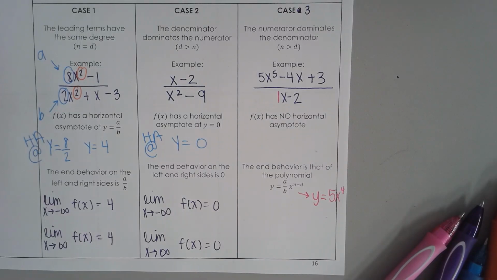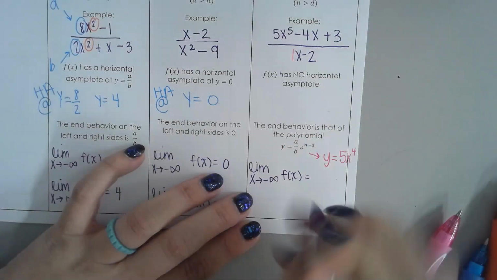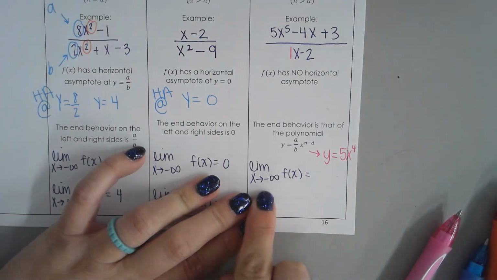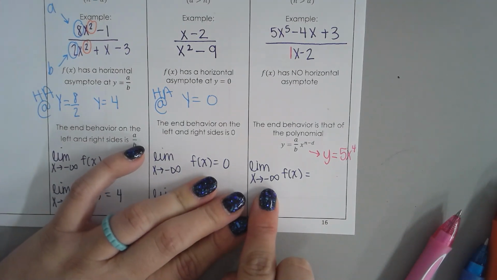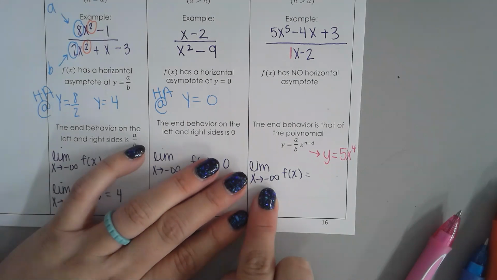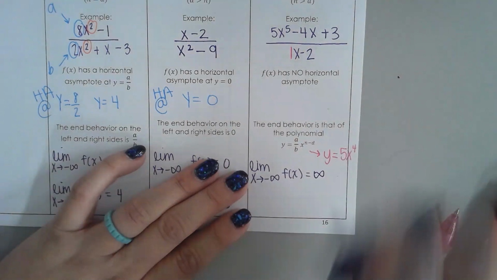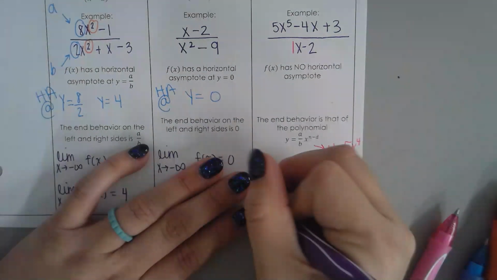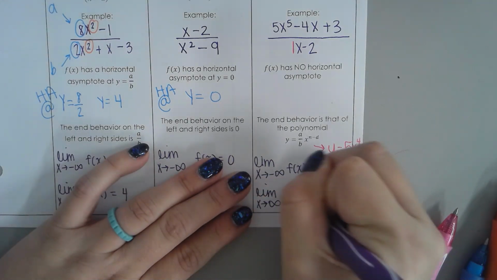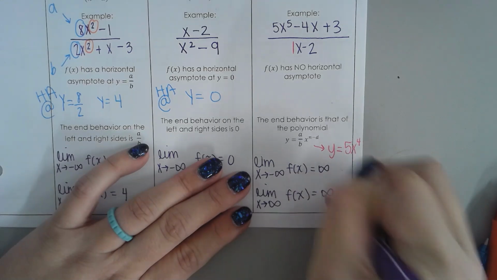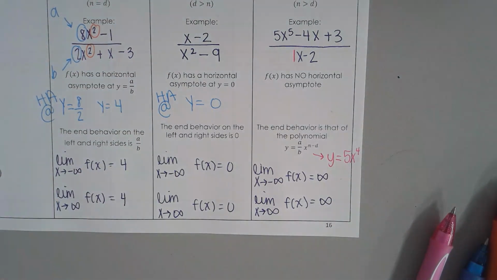So the limit as x approaches negative infinity of f of x equals, this is talking about the left side. So the left side is pointing up, so it's equal to positive infinity. And then the right side was also pointing up, so it's also positive infinity.